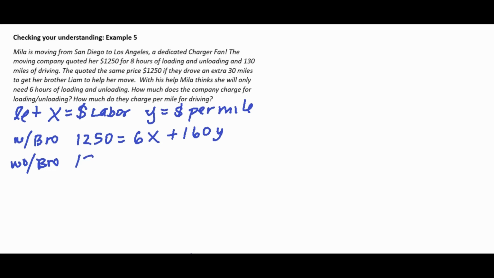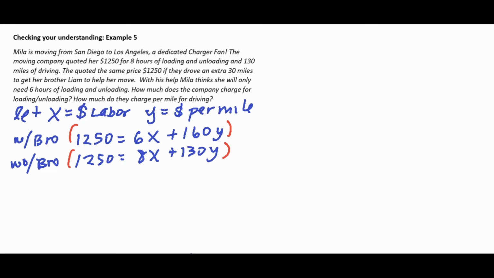Now let's create the equation without Liam. Without Liam, the company is going to charge us $1,250, but they're going to give us 8 hours of labor plus 130 miles, since we don't have to travel the extra 30 miles to pick him up. So now we have two equations, a systems of equations. And remember, you can solve a system by using substitution, or by using elimination. In this case, we're going to solve it by using elimination. So I'm going to look to eliminate the x variable.